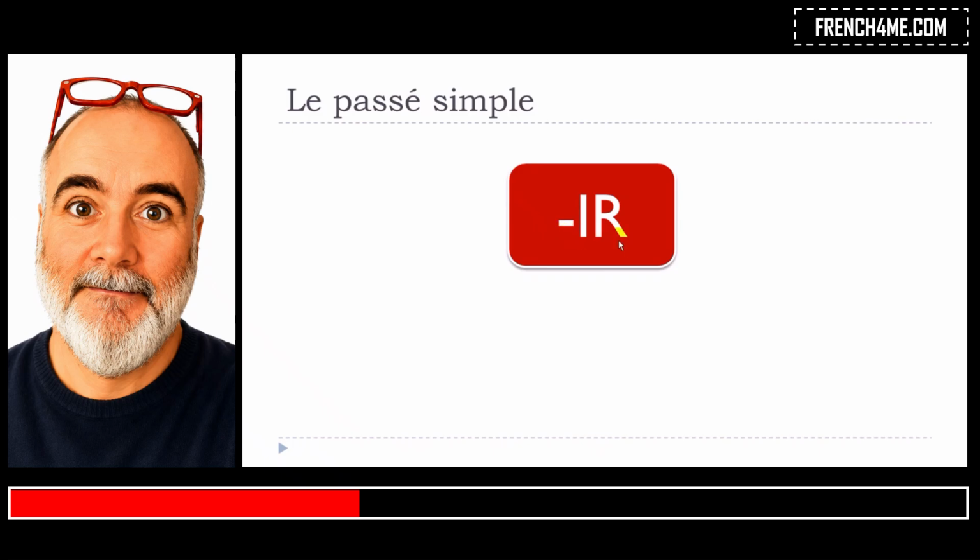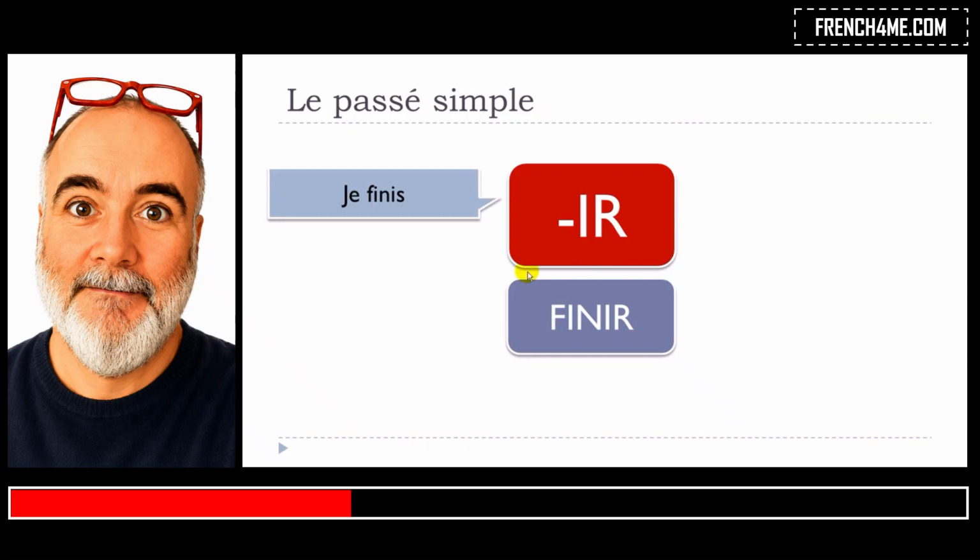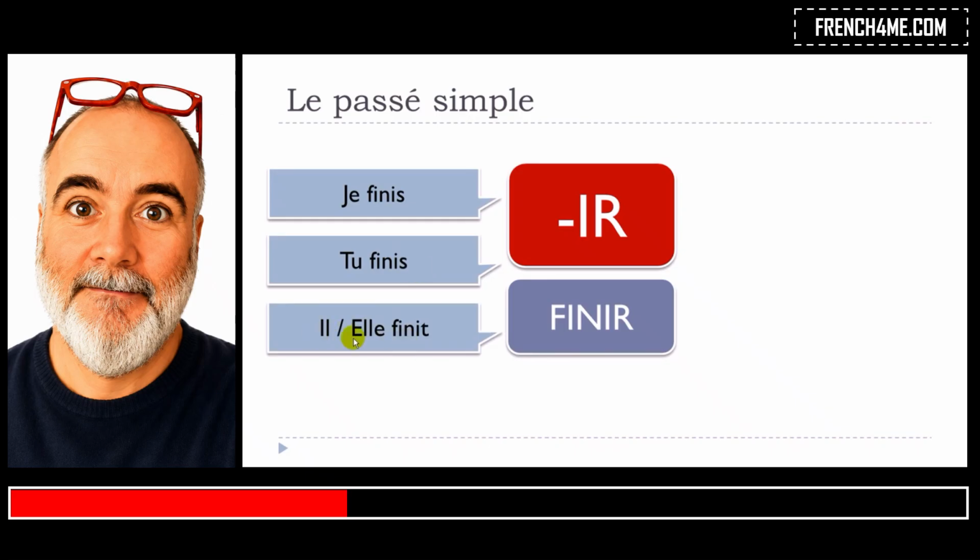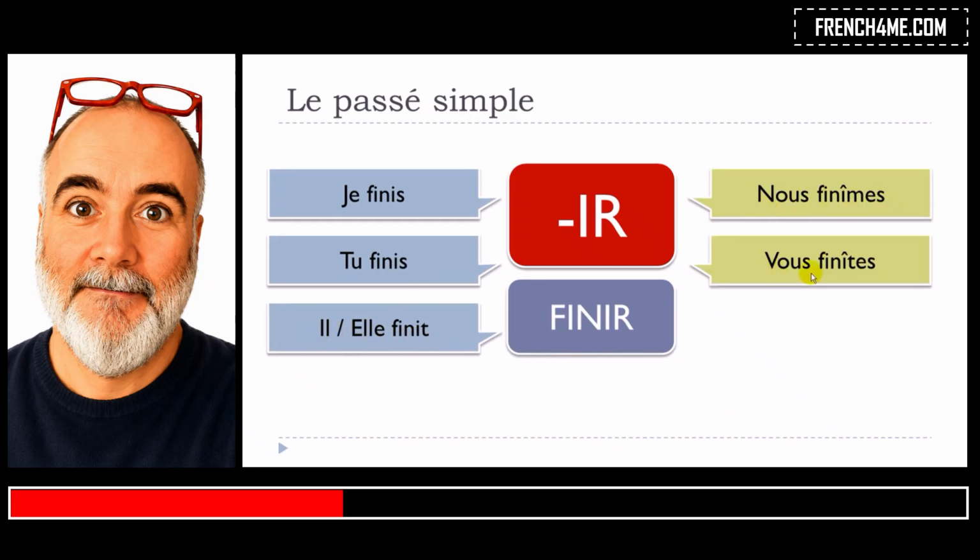And now the second group of verbs ending with IR, so the regular one, and I've been choosing this finir, to finish or to end. Example: je finis, tu finis, il finit, elle finit, nous finîmes, vous finîtes, ils finirent, elles finirent.